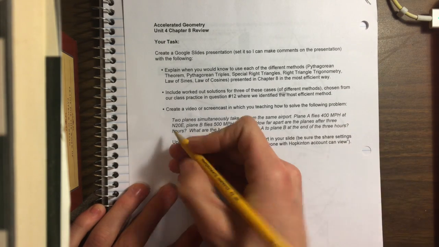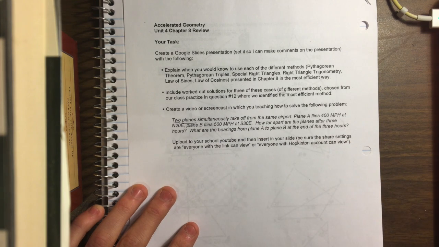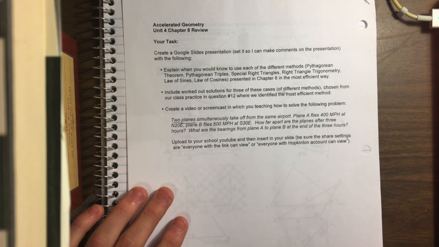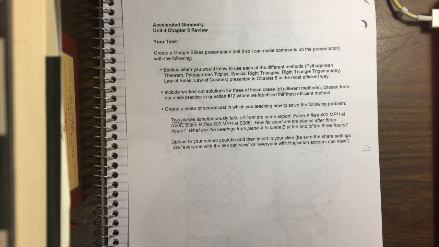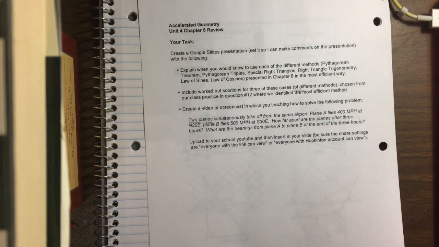So we are given that two planes take off from the same place, so we know they're both starting in the same place. Plane A is flying at 400 miles per hour, north 20 east. Plane B flies at 500 miles per hour at south 30 east. What we need to find is how far apart the planes are and what the bearing of plane A to plane B is at the end of 3 hours.